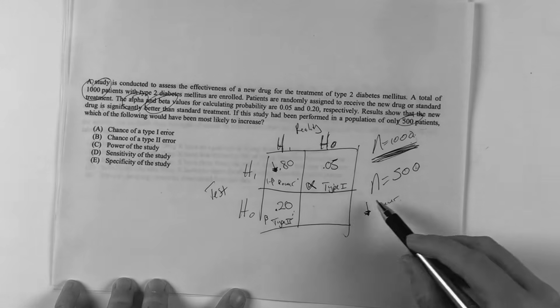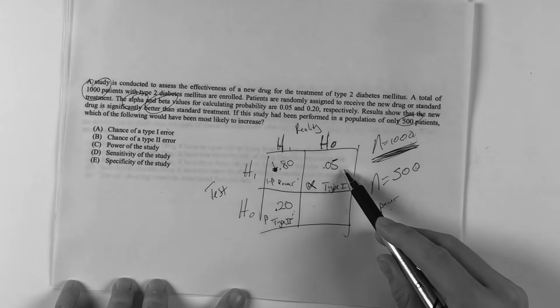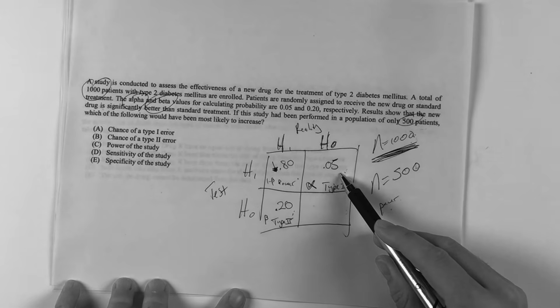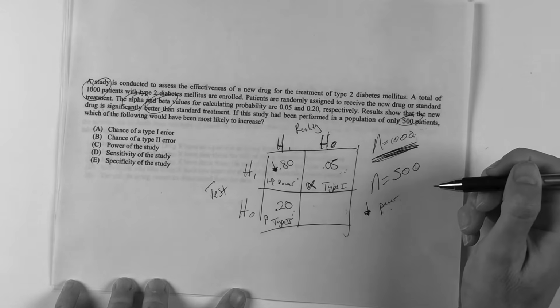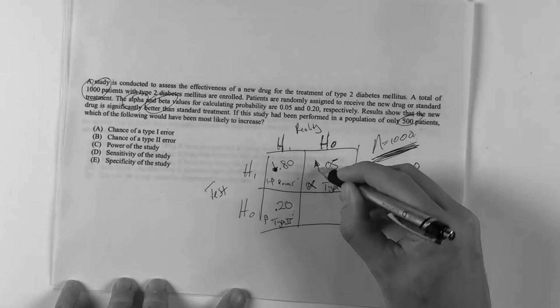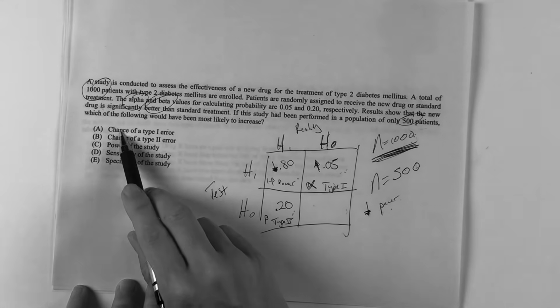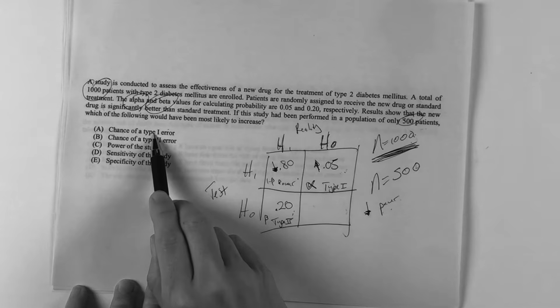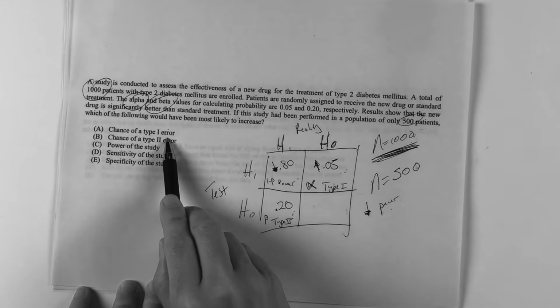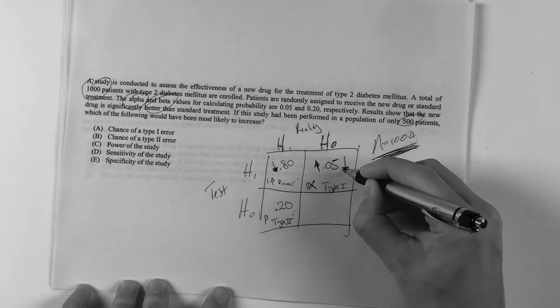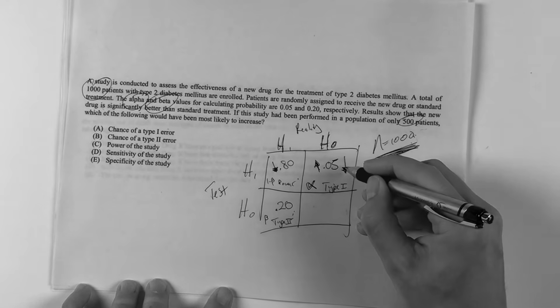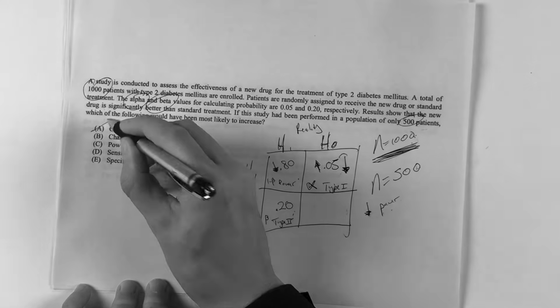So power is going to decrease. So what would happen to alpha in this situation? Probably alpha would go up, but that's not one of our answer choices. Would it increase the chance of a type 1 error? No, actually, if we increased alpha, that would actually decrease our chance of making a mistake, right? Because it would give us more leeway. So that would actually go down, so it's not going to be that choice.